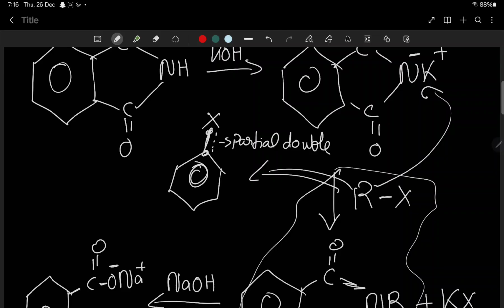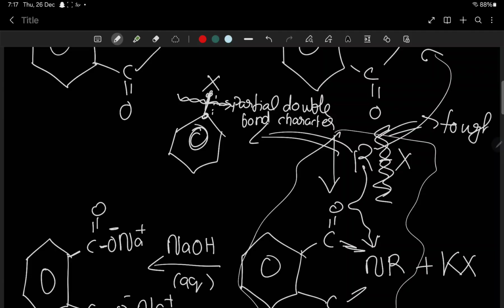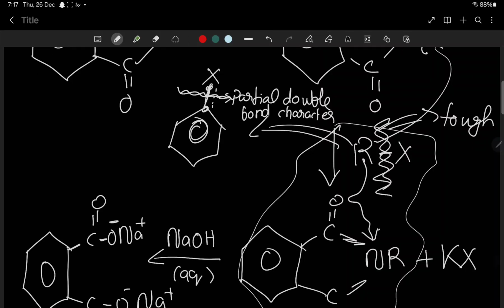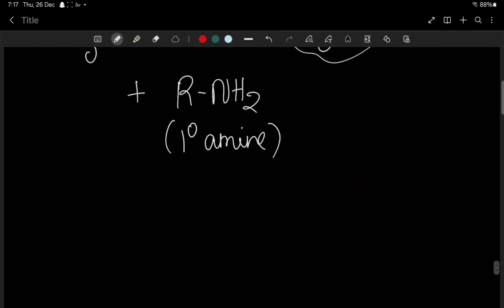Nucleophilic substitution reaction, right? So there is a partial double bond character here, so it is very difficult to break a C-X bond. Therefore, for this compound to form, this bond should be broken and this R should go and join here. But this bond breaking is tough due to partial double bond character. Hence, the aromatic amine cannot be prepared. Okay, understood?